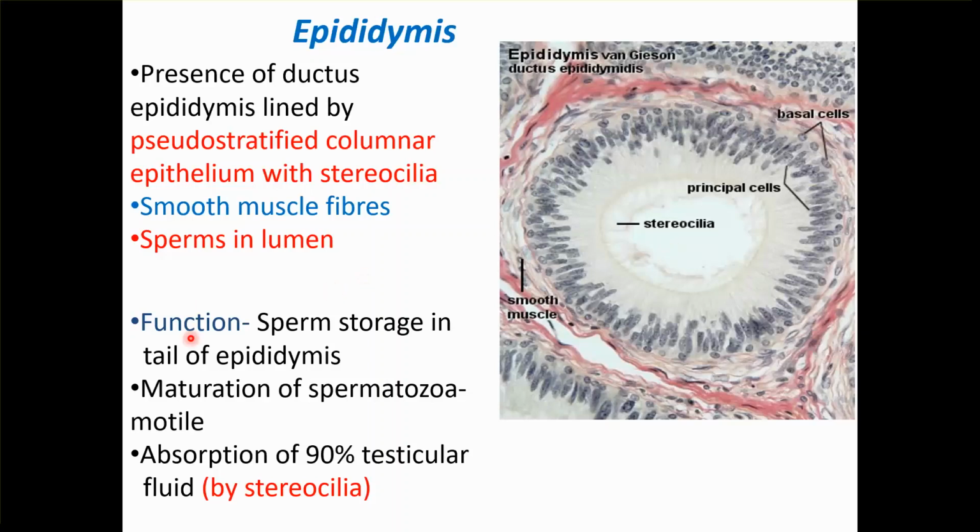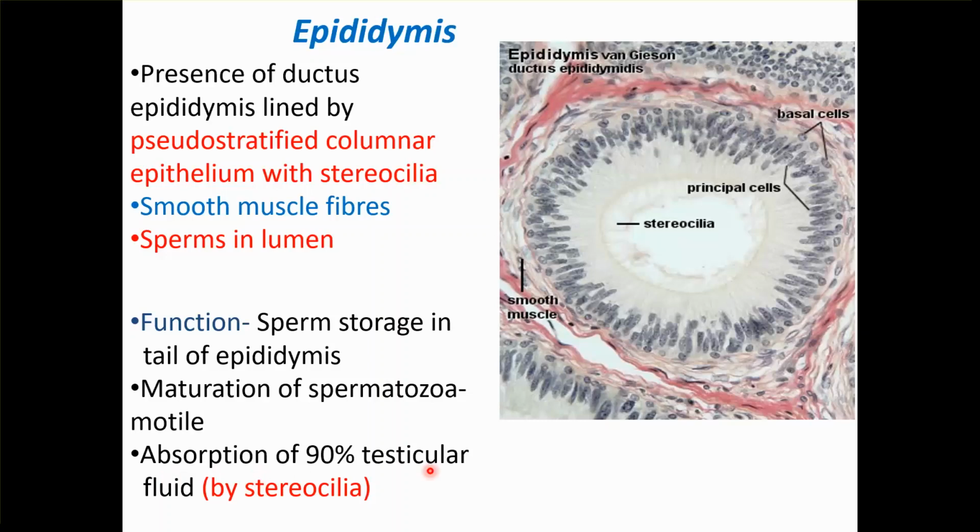What is the function of this epididymis? It helps in sperm storage in the tail of the epididymis. It helps in the maturation of the spermatozoa, and it makes it motile. Till then it is immotile, not moving. Whereas after the spermatozoa get matured, they become motile, that is, they start becoming a mobile structure.